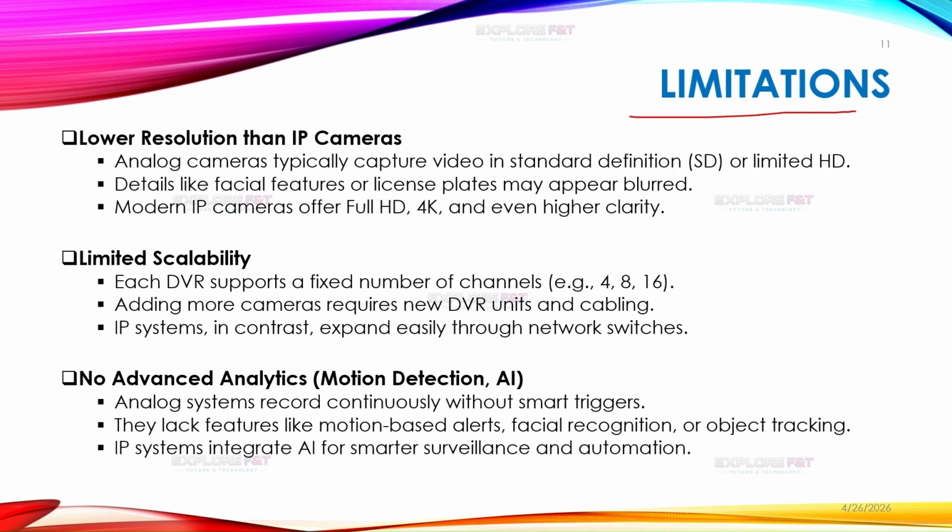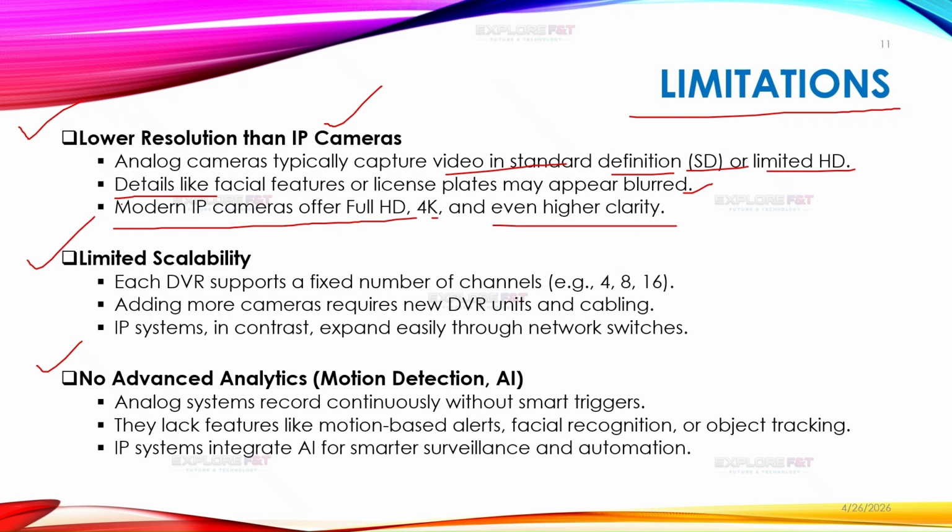Here we have some limitations, and because of these limitations, IP and digital cameras took over from these analog systems. Lower resolution than IP cameras, limited scalability, no advanced analytics, motion detection and AI. Analog cameras typically capture video in standard definition, limited HD. Fine details like facial features or license plates may appear blurred. Modern IP cameras offer full HD, 4K and even higher clarity.